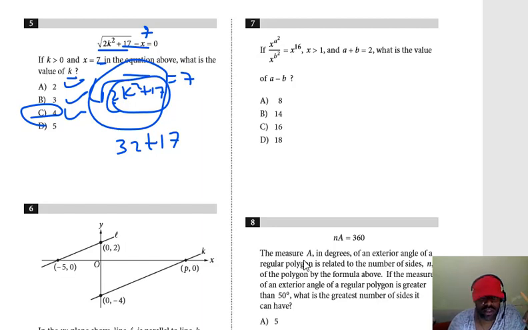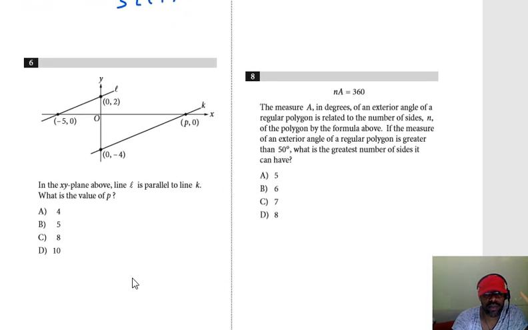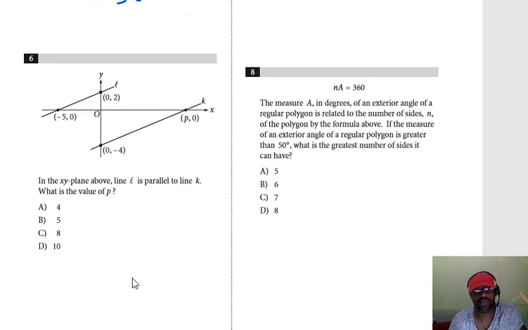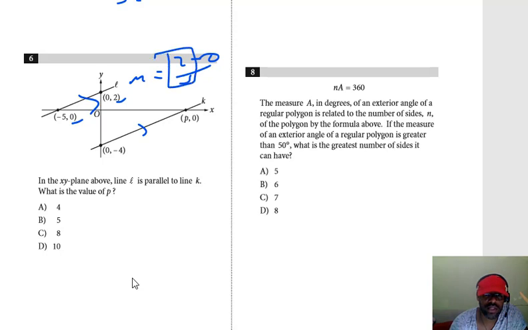Question number 6. Okay, in the xy plane, L is parallel to the line K. What is the value of P? If these two lines are parallel, it means the slope is the same. So what's the slope of this line? It's 2 minus 0 over 0 minus negative 5, which is 5. So this is the slope. Since they are parallel, this is the same as the slope of this one. 2/5 is the same as 0 minus negative 4, which is just 4, over P minus 0, which is P. So when you crisscross, the value of P is 20. Half of 20 is 10. Okay.